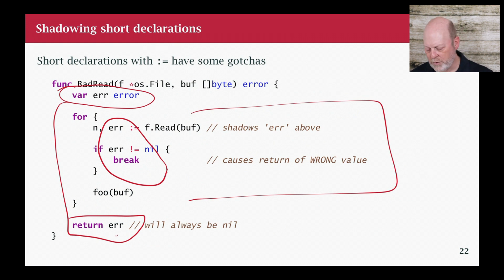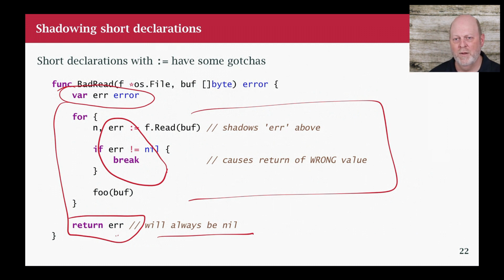And the error that we're returning is always nil because we declared it and never assigned to it up here at the top. So no matter what happens to this function, whether it has an error or not, we're going to report that no error actually happened. And that's a logical bug. And the compiler's not going to complain about this, right?